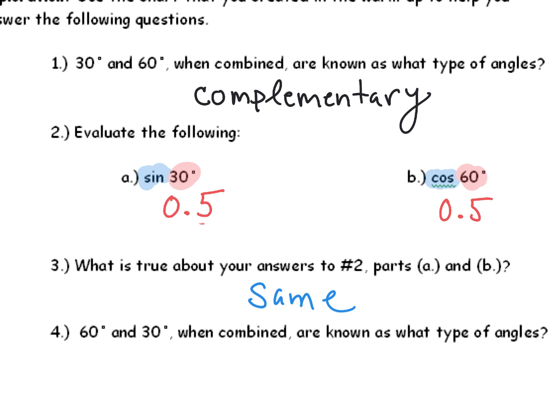Okay, now I wanted to play around with the idea in reverse. So not doing 30 and 60, but doing 60 and 30. So 60 and 30, they're still what type of angle? Yeah, I hear it all around the room. Nice job. Good, Roman. Thank you. Complementary.